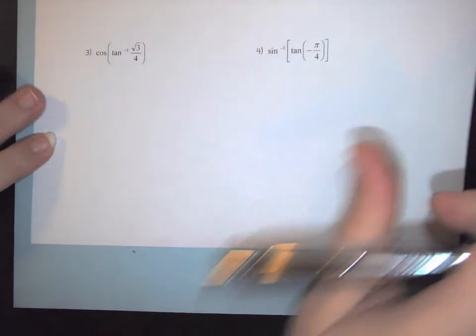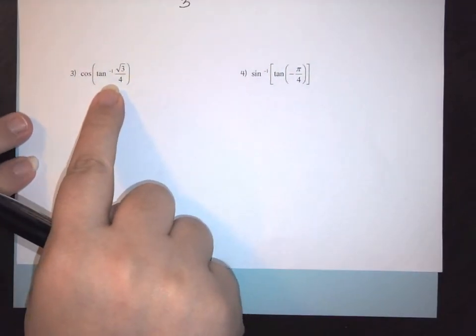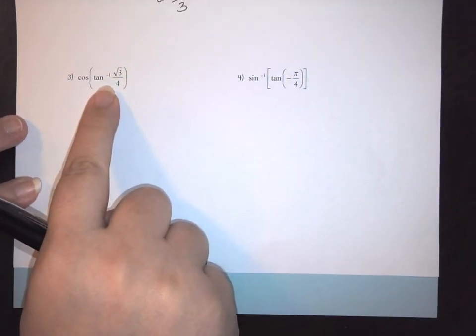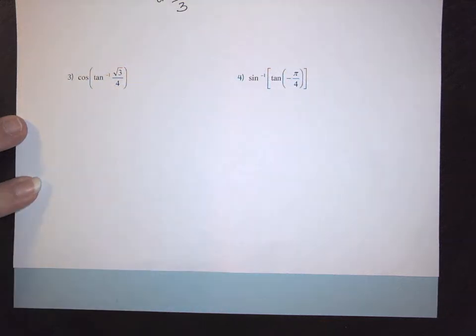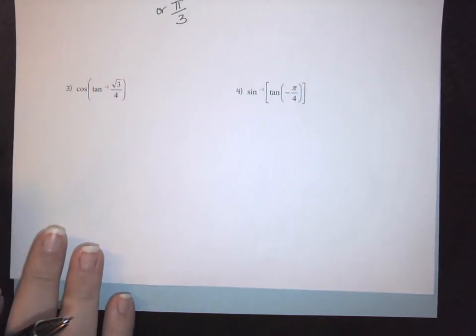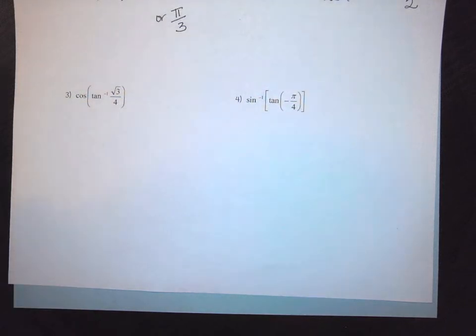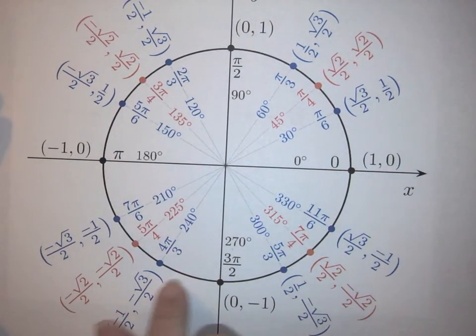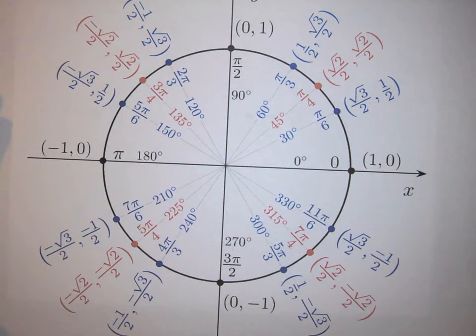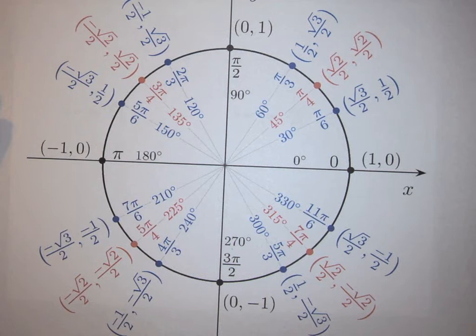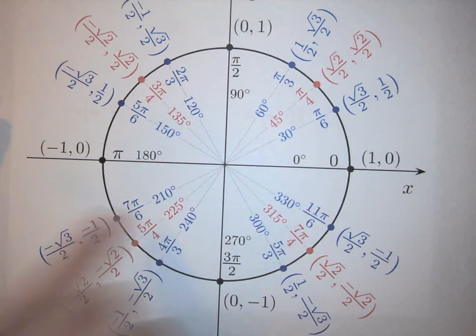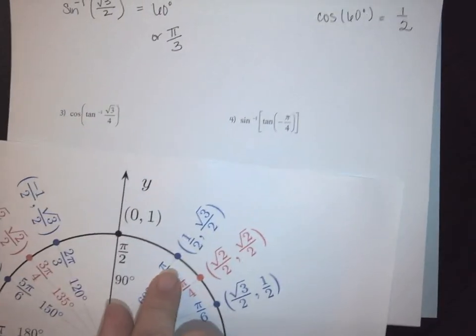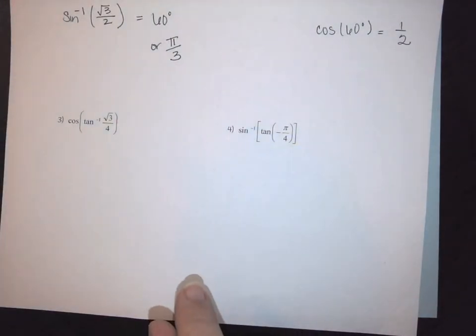Now, what happens if I give you a measure that does not appear on your unit circle? So I want the cosine of the inverse tangent of square root 3 over 4. So if you look at your unit circle here, one of the things that you're going to notice is that nowhere do I have the square root of 3 over 4. Okay, it just doesn't exist. So what that tells you is that your angle is not one of these special angles that we have here. So how would we go about attacking this one?